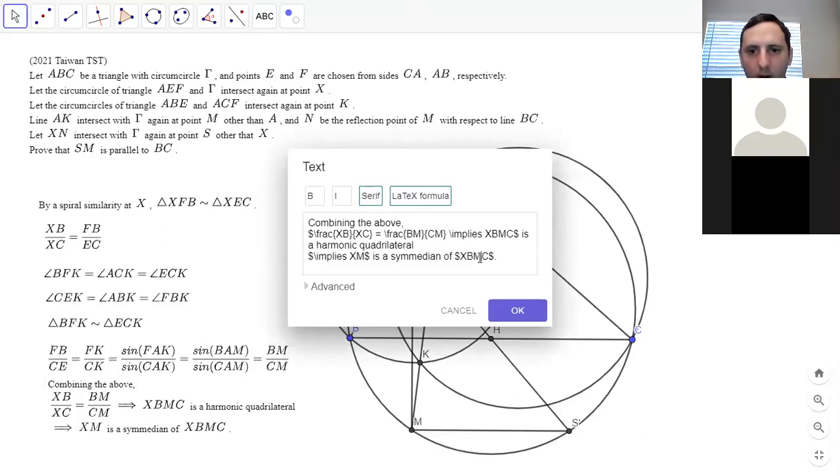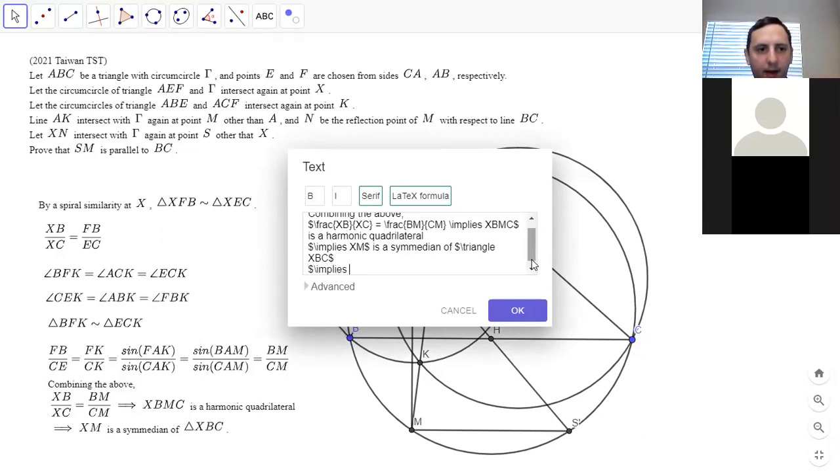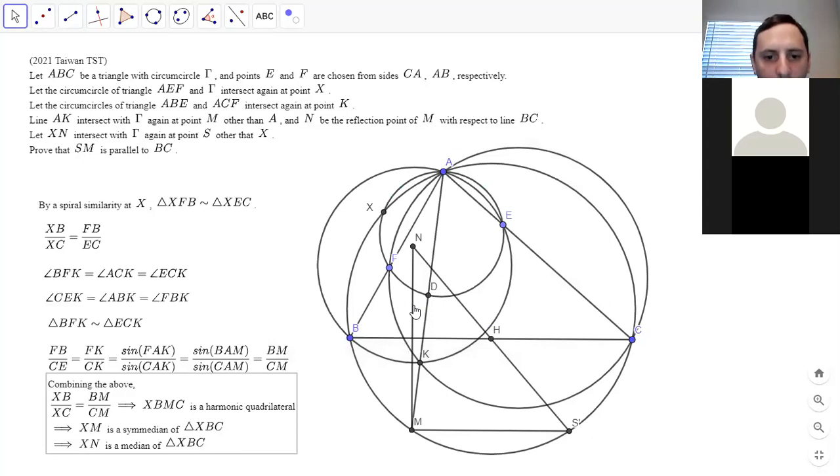All right, so, okay. So XM is a symmedian, and then from there it's well known that XN is a median of that triangle. And so from there, that basically solves the problem, because then we know angle XBM is equal to angle CXS. So I'm going to rename this S just for now.